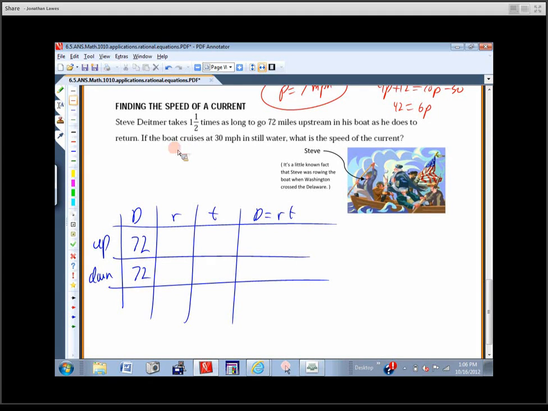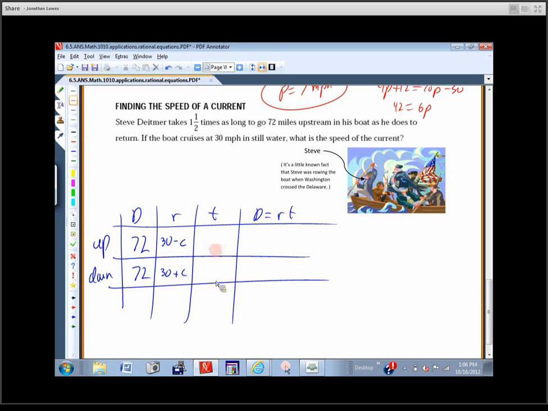Okay, it tells us how fast the boat goes. What it doesn't tell us is the speed of the current. So remember, it's always the boat or the airplane or the paddling or whatever it is, plus or minus the airstream or the current or whatever that is. So this is going to be 30. We're going upstream. We're going to go slower because we're going to subtract the current. And going downstream, not only are we going to go 30, we're going to add whatever the current gives us. So that's going to be plus C here.